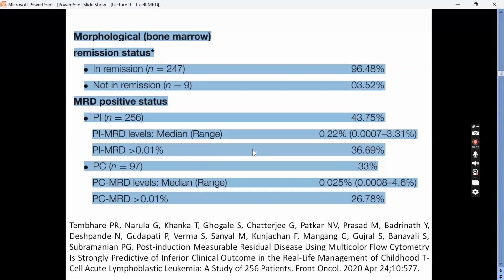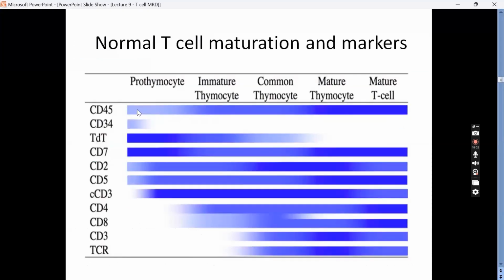So today's class is about T cell MRD. We discussed B cell MRD last week, and today is T cell MRD, T-ALL MRD. The good news is that it is relatively easier than B-ALL. Can anyone say the reason? Because maturation is not in the bone marrow. Yeah, maturation is not important here because you don't find immature T cells in the marrow, and you don't find immature T cells in the peripheral blood.